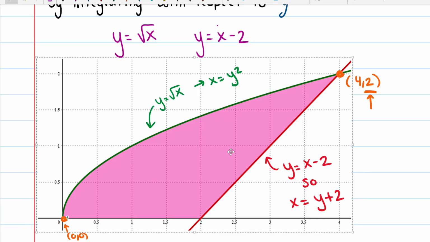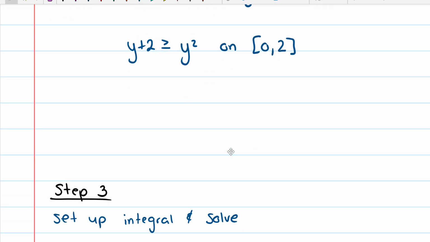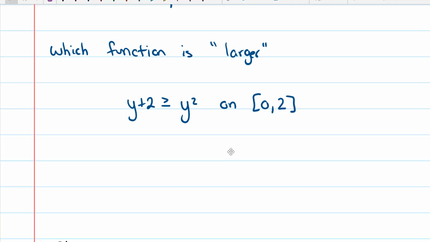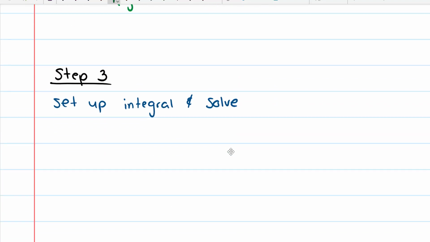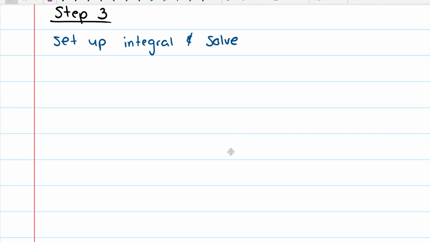Typically, just like when we would do the top minus bottom, when we integrate with respect to y, it's right minus left. So this is going to be our f of y function, which is our right function. And this is our g of y, which is our left function. And then step 3 is to set up an integral and solve.